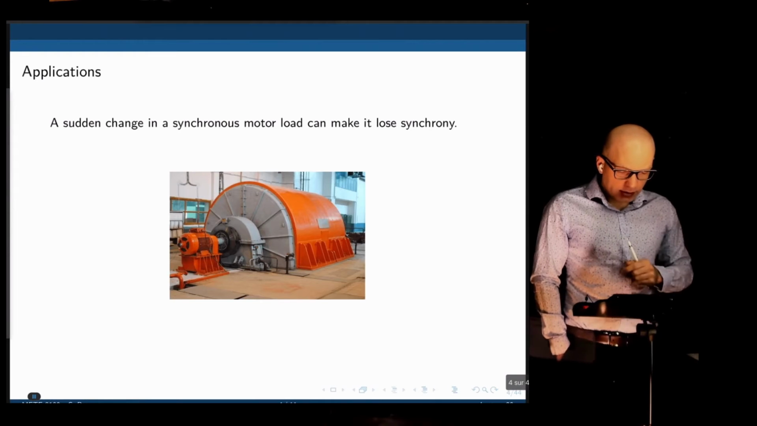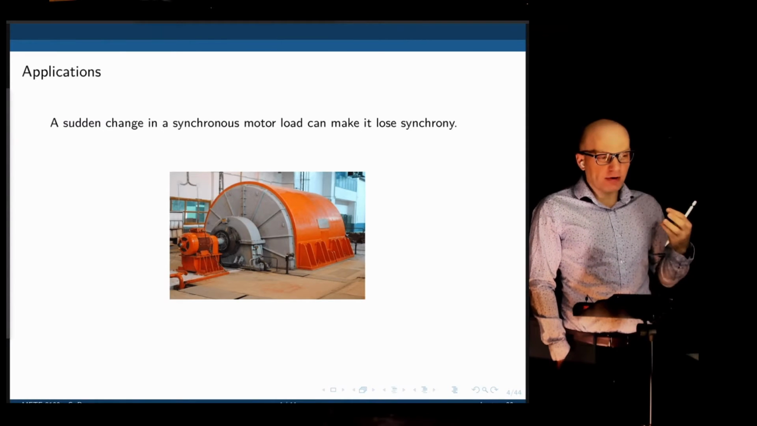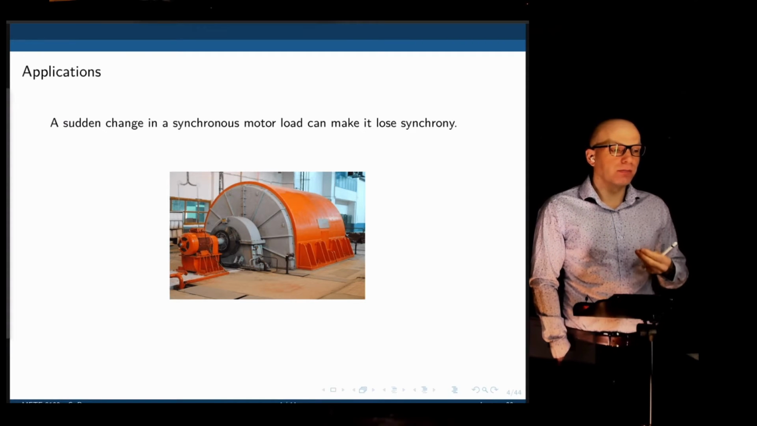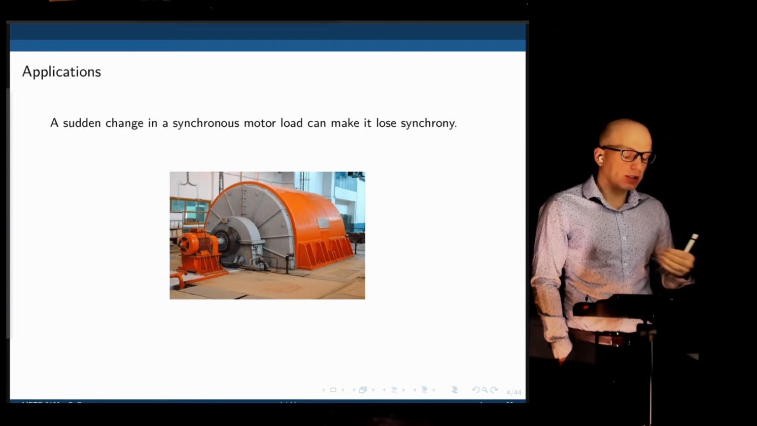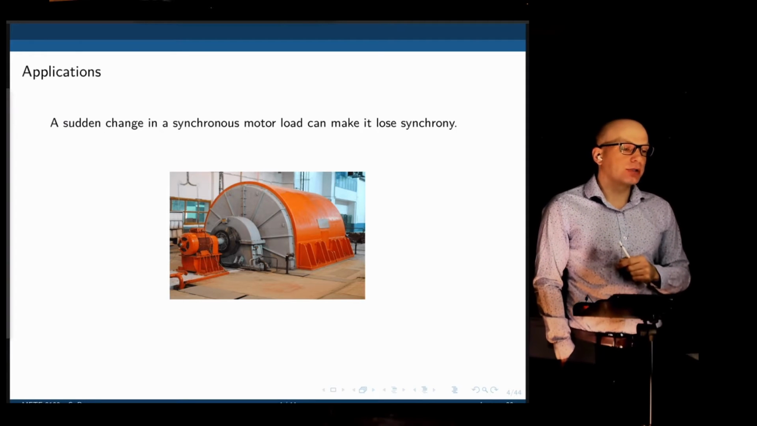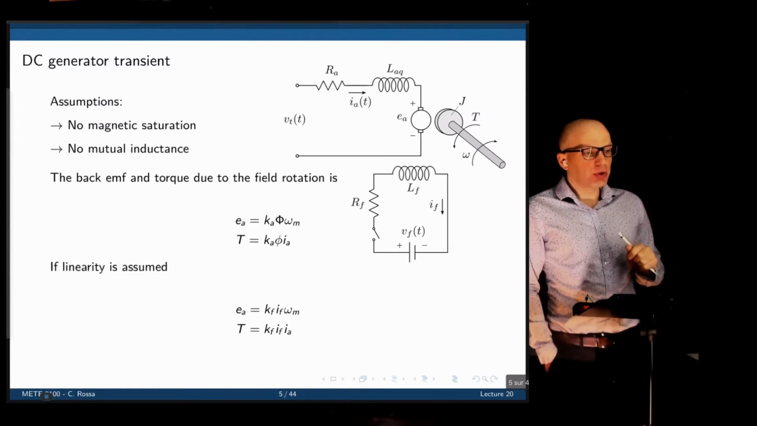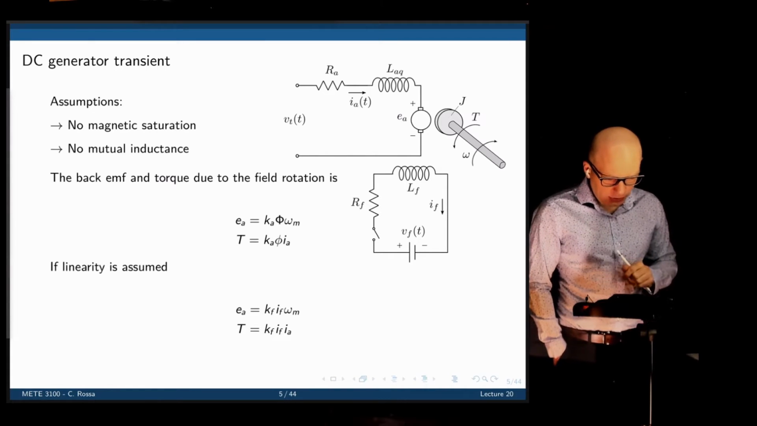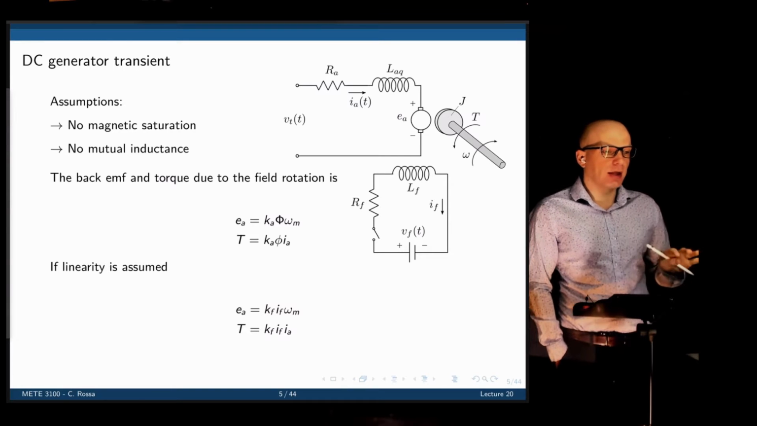This is a big synchronous motor that is used for power generation. What happens if a sudden change in the load is applied to the motor? It could lose synchrony and could lead to internal transients. That's another question that we could ask ourselves. So as I said, for today's lecture, we're going to focus on two specific types of machines. We're going to look at DC machines operating as a generator and as a motor.